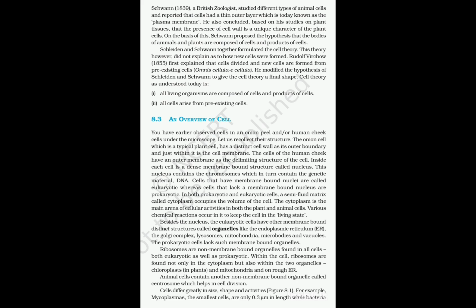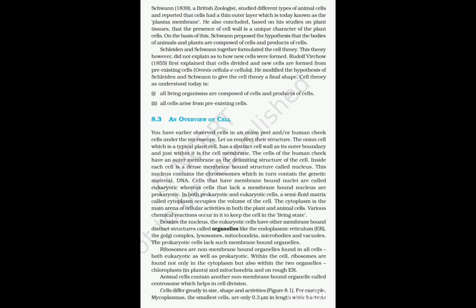8.3 An overview of the cell. You have earlier observed cells in an onion peel or human cheek cells under a microscope. Let us recollect their structure. The onion cell, which is typically a plant cell, has a distinct cell wall as its outer boundary, and within it the cell membrane. The cells of the human cheek have an outer cell membrane as the delimiting structure of the cell.